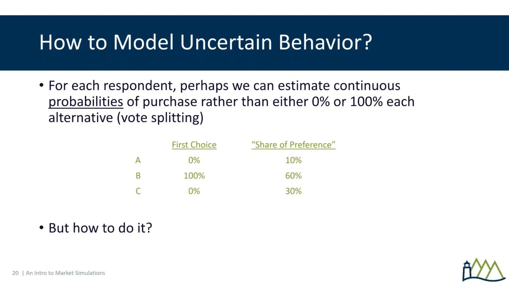Instead of saying that the winner takes all, we could ask, what is the probability, in terms of percentages, that a respondent might choose this product? If we look at this example with products A, B, and C, where first choice says that B has 100% of the share, perhaps if we looked at the probability of choice, what we call share of preference, B's probability of choice is really 60%, versus C, the next runner up, having 30 and A having 10.